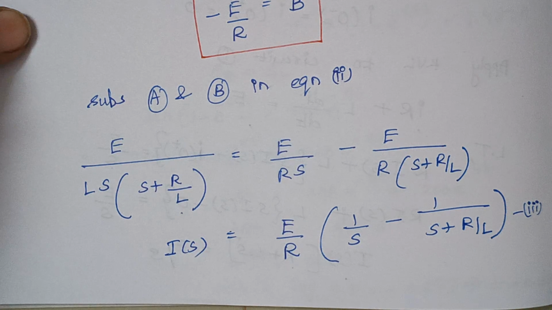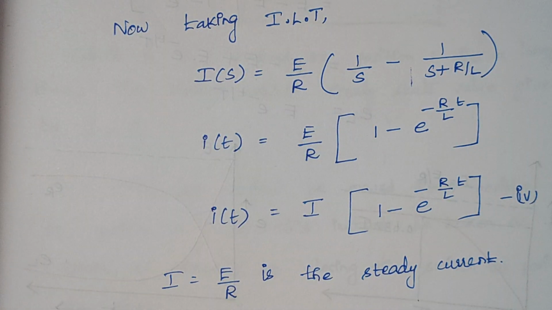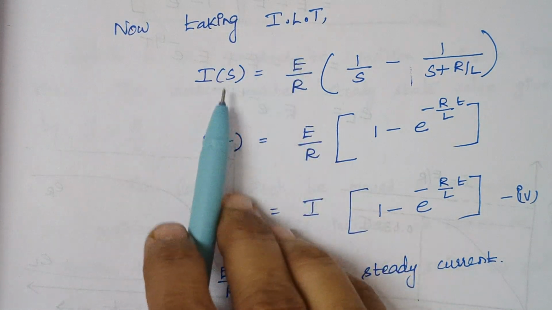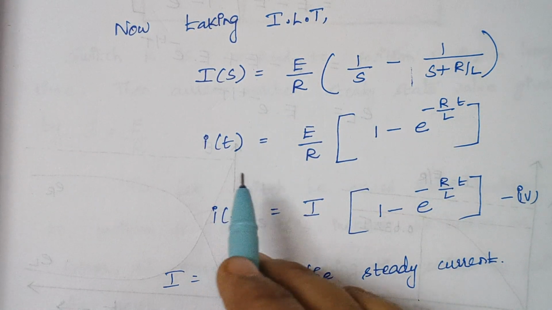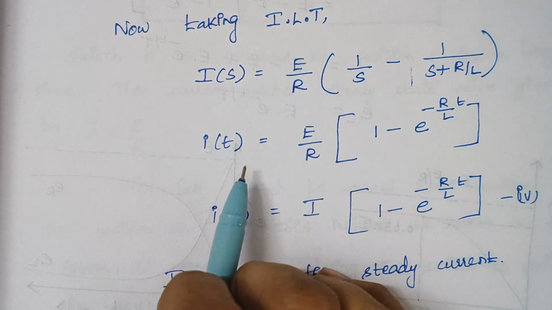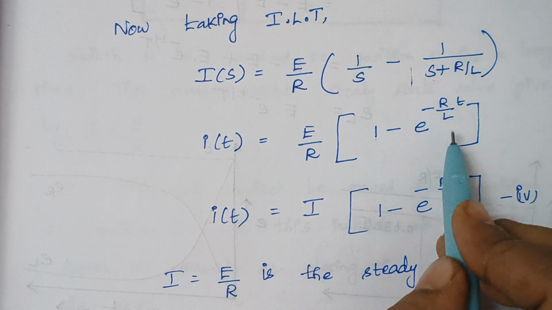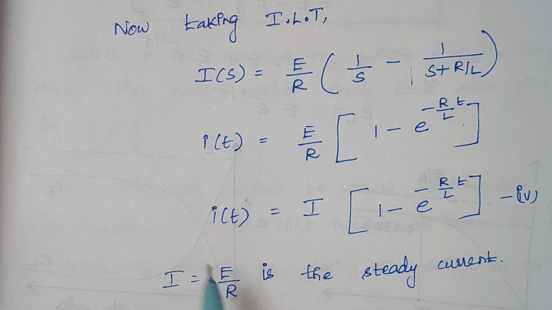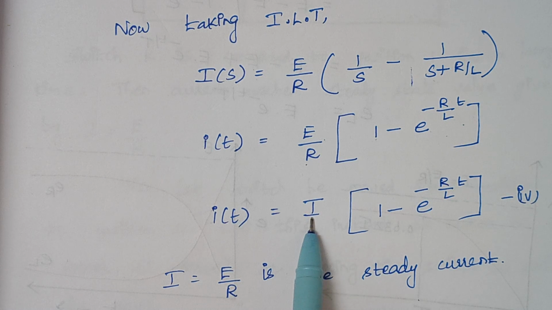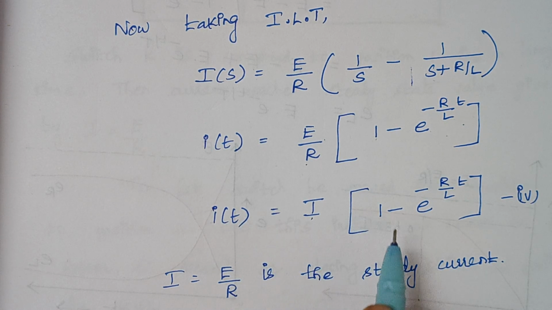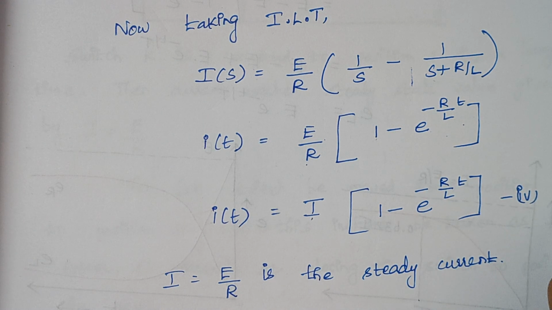Here we have the expression in the form of I of s, but what we need actually is I of t. So when you take inverse Laplace transform, this expression for I of s gets modified as I of t, because we need only I of t. So when you take inverse Laplace, you see 1 by s becomes 1 and s plus R by L becomes e power minus R by L t. Right. So here finally E by R is nothing but our steady state current, which is denoted as capital I. Therefore I of t is equal to I into 1 minus e power minus R by L t. Okay, this is your equation number 4.